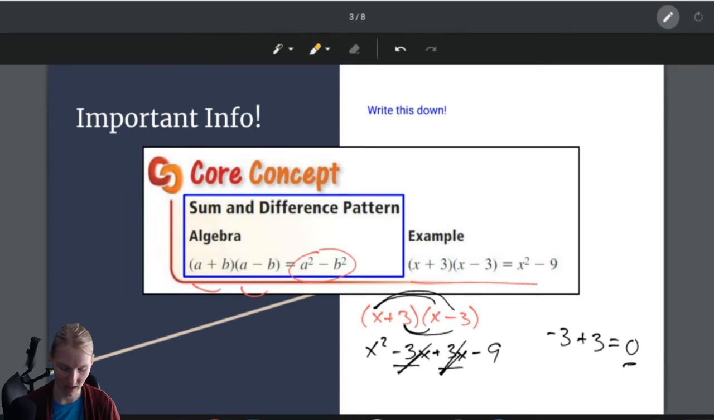So those completely go away. And what am I left with? I'm left with x squared minus 9, which is exactly what they got in the end. And it fits the pattern perfectly: x squared minus 3 squared. It makes total sense.